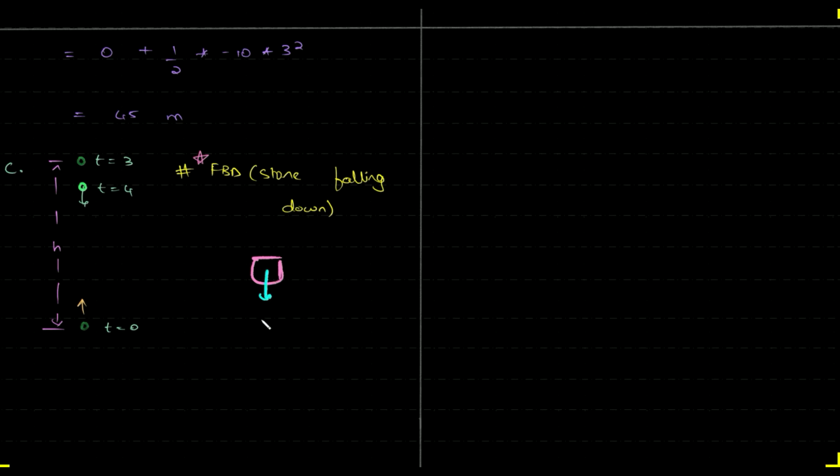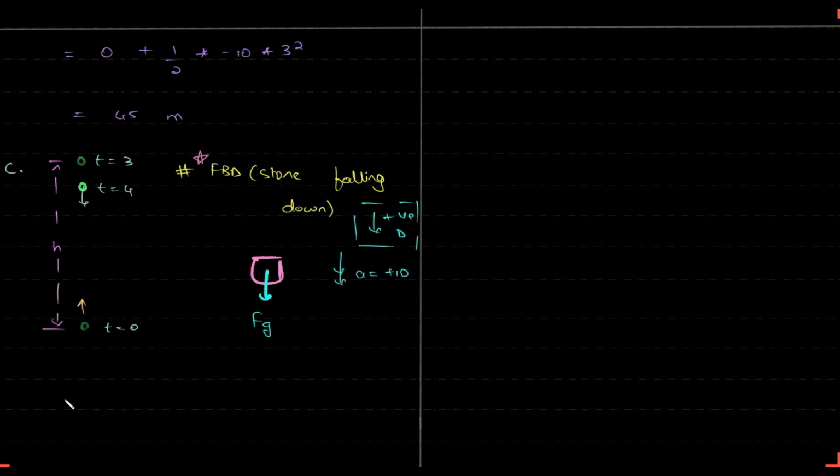It's coming down, and the force acting on it is only Fg. The acceleration due to gravity is positive 10, since it's falling down and I'm taking down as the positive direction. Time here is 1 second, because from 3 to 4 the time difference is 1 second. So the question is, where is the object at the 4th second?